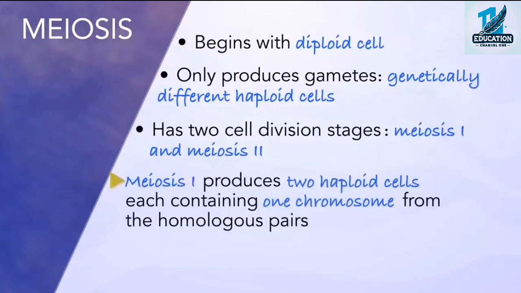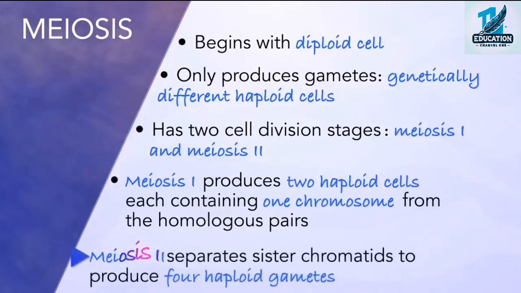During meiosis I, homologous chromosomes separate to produce two haploid cells, each containing chromosomes in the form of paired sister chromatids. In meiosis II, the sister chromatids separate in both cells, becoming individual chromosomes. Cytokinesis of these cells produces four genetically different haploid gametes.